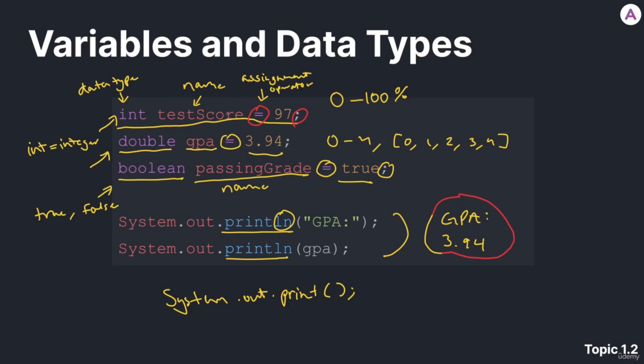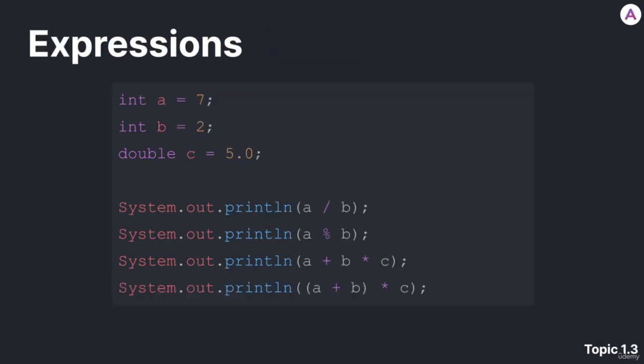Okay, perfect. Let's go on to the next topic, which is expressions. Now you'll see I'm declaring three variables here. Two of them are of type int, and they store the values 7 and 2, which is perfectly valid, the a and b, right? And then you have a double called variable c, and it stores the value of 5.0, which is a decimal, which is also valid.